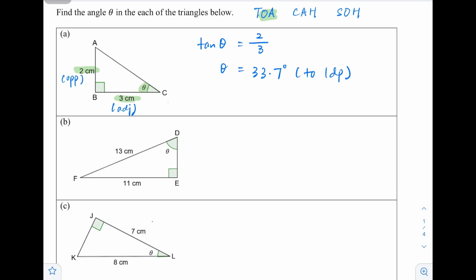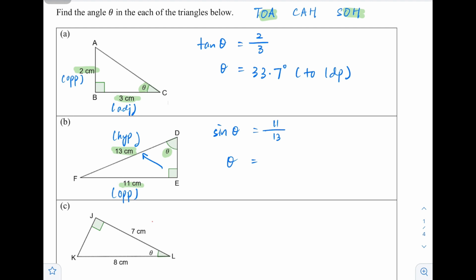Alright, looking at the next question, we can see that again we have the reference angle theta, and now what we have is FD, which happens to be the hypotenuse because it's directly opposite to our right angle. And then we also have FE, the 11 cm, that is actually the opposite side because it's opposite to the reference angle. So if we look at what we have, we have O and we have H. Therefore, we need to use the sine trigo ratio. So sine theta equals the opposite 11 over the hypotenuse 13.